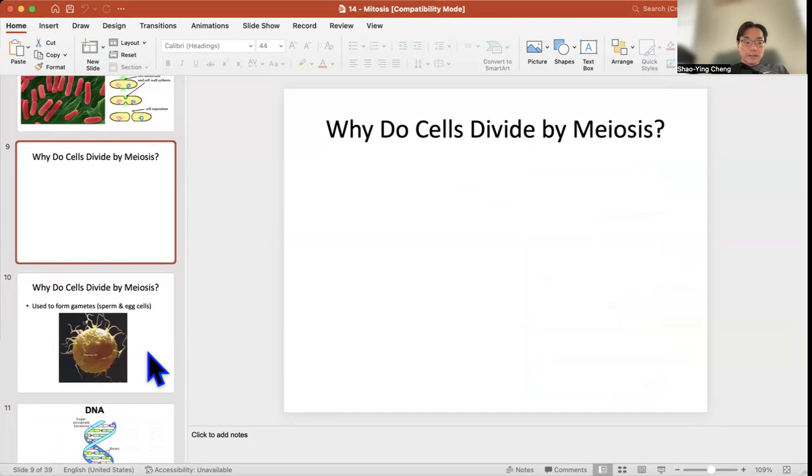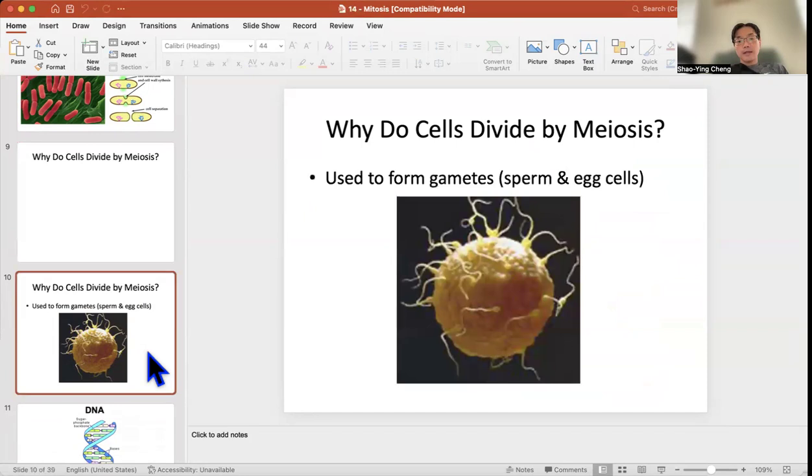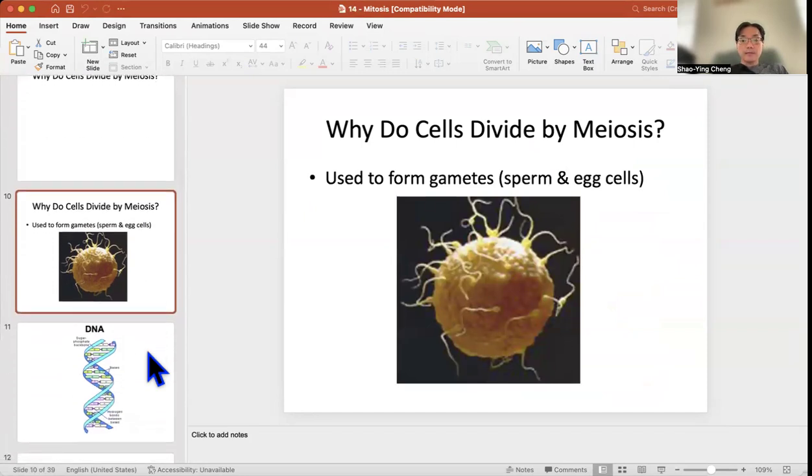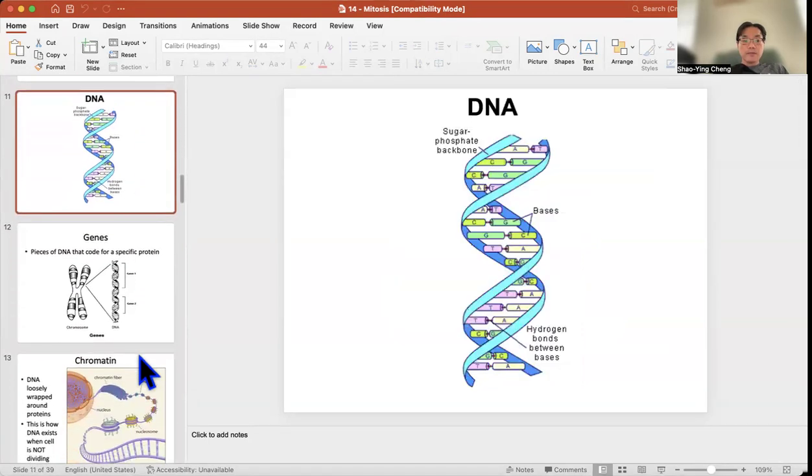And in certain situations, we have to do meiosis, and that's when we produce the egg and sperm. So the DNA number needs to decrease to half. And when the egg and the sperm meet, you have the same amount of 46 chromosomes. So that's the difference between mitosis and meiosis. No matter which one, we're going to focus on the DNA. So let's review the DNA.